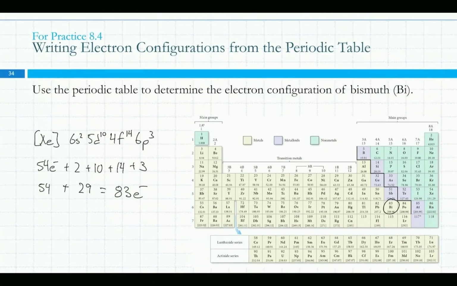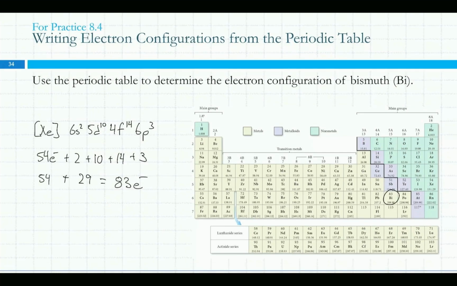And then make sure if you're doing something not on the ground state, so if this had been bismuth 1 plus or bismuth 3 minus, then you take that into account in your total number of electrons. Any questions about electron configurations? Okay.